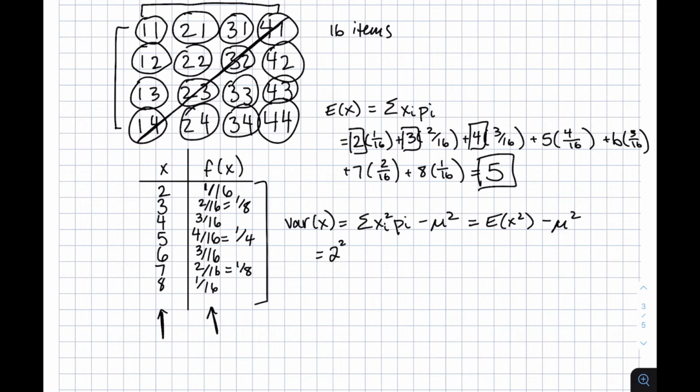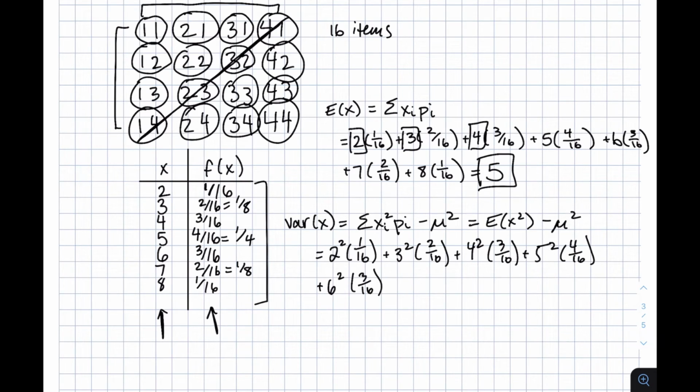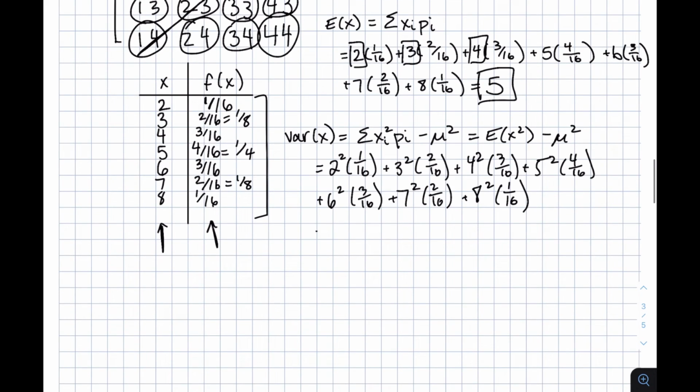So 2 squared times 1 over 16 plus 3 squared times 2 over 16 plus 4 squared times 3 over 16 plus 5 squared times 4 over 16 plus 6 squared times 3 over 16 plus 7 squared times 2 over 16 plus 8 squared times 1 over 16. And we can find that to be 27.5.